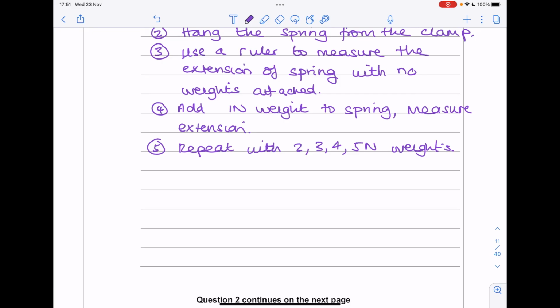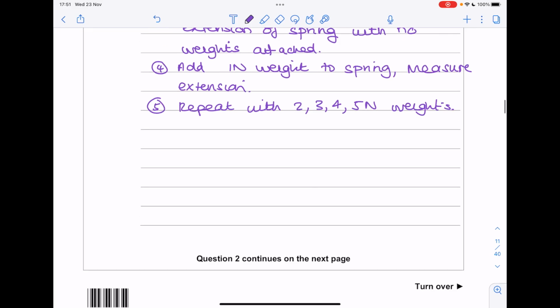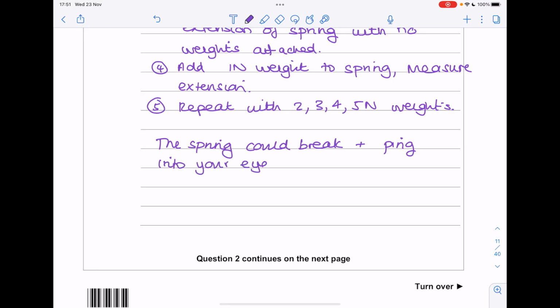Let's talk about a risk assessment. I mean, it's not a very dangerous experiment. Let's talk about the fact that the spring could break due to all those extra weights and ping into your eye. So what's the sensible thing to do here? Wear safety goggles.